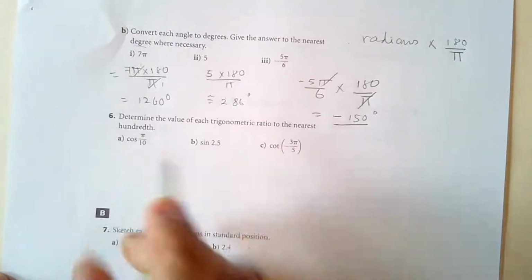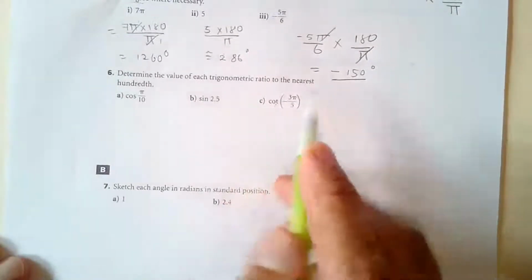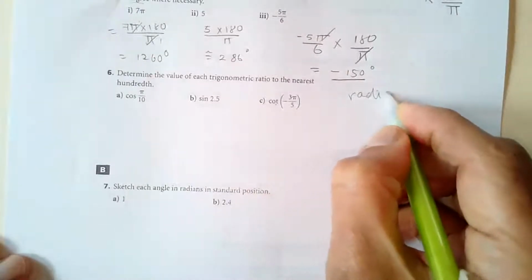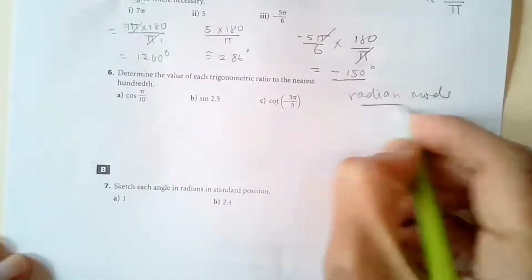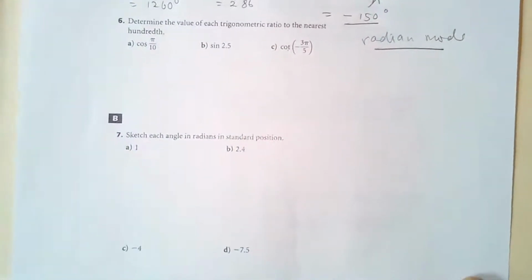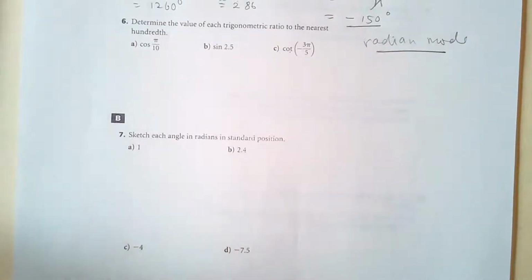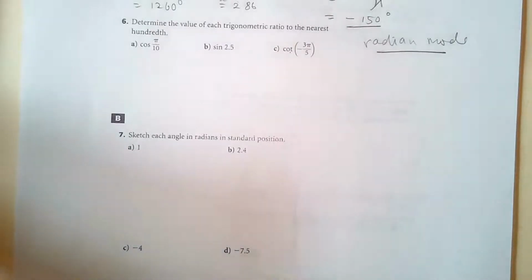Now, question 6, determine the value of each trig ratio to the nearest hundredth. You'll need to use your calculator, and whenever you're using your calculator, make sure you're in radian mode. If you're in degree mode, you have a different number. You're simply working in degrees, not in radians. So for example, let me make sure I get my calculator in radian mode here. Yes, I am. Okay.